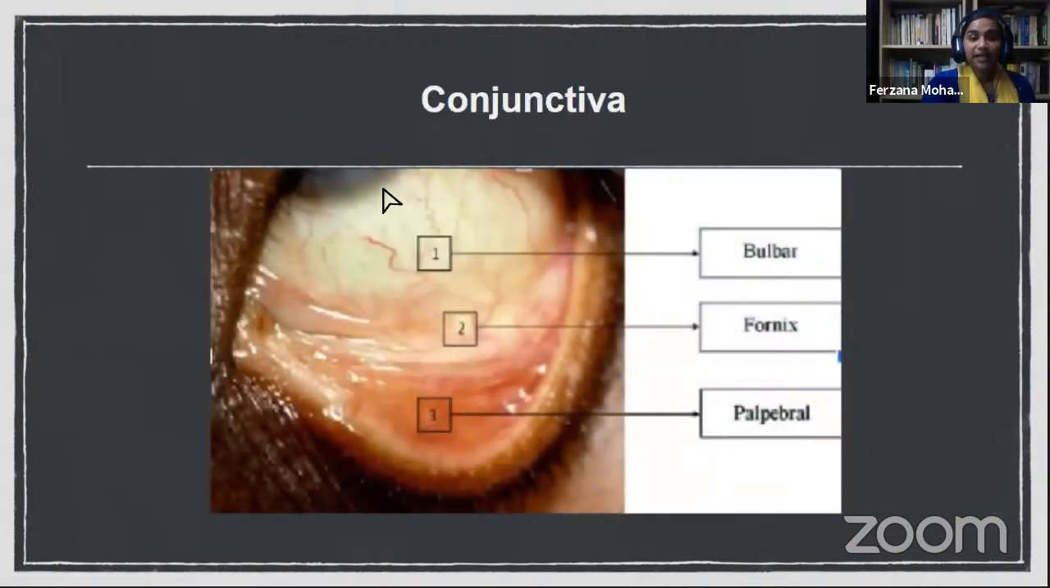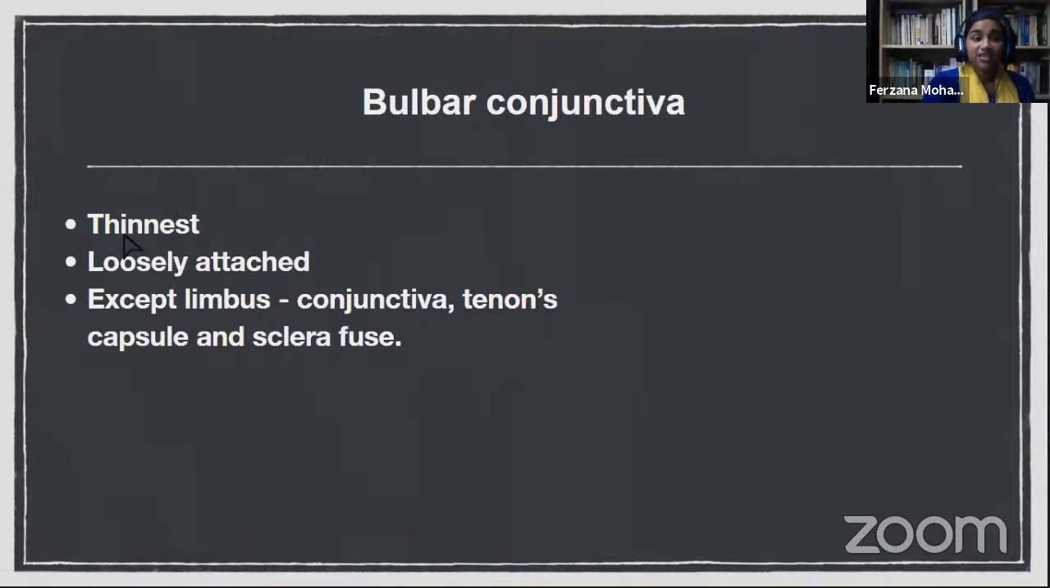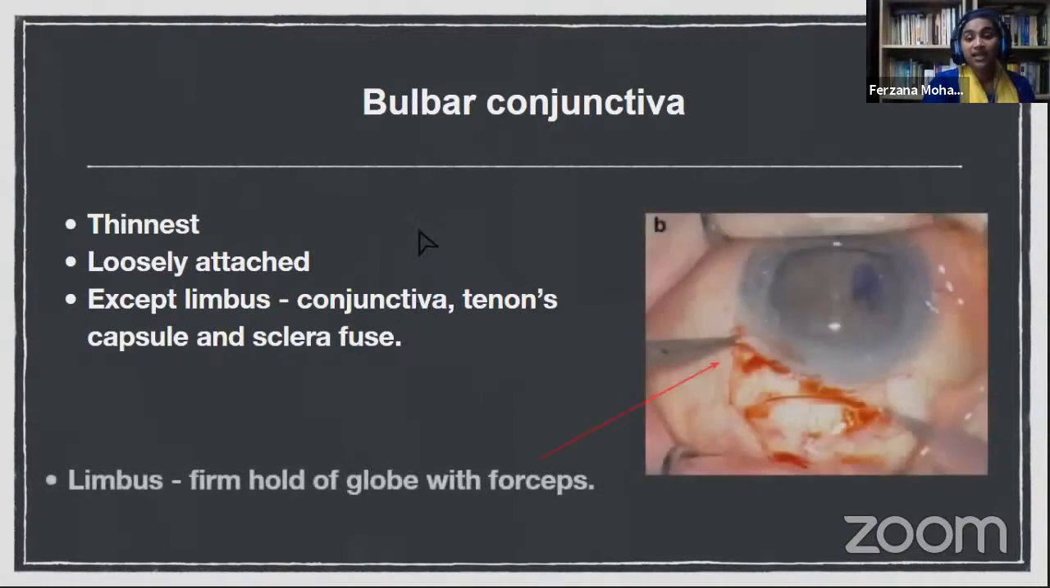We finally come to the conjunctiva. The conjunctiva has mainly three parts: the bulbar conjunctiva, the forniceal conjunctiva, and the palpebral conjunctiva. The bulbar conjunctiva is very thin. It is loosely attached everywhere except at the limbus, where the conjunctiva, Tenon's, and sclera fuse. This is why surgeons love to hold at the limbus.